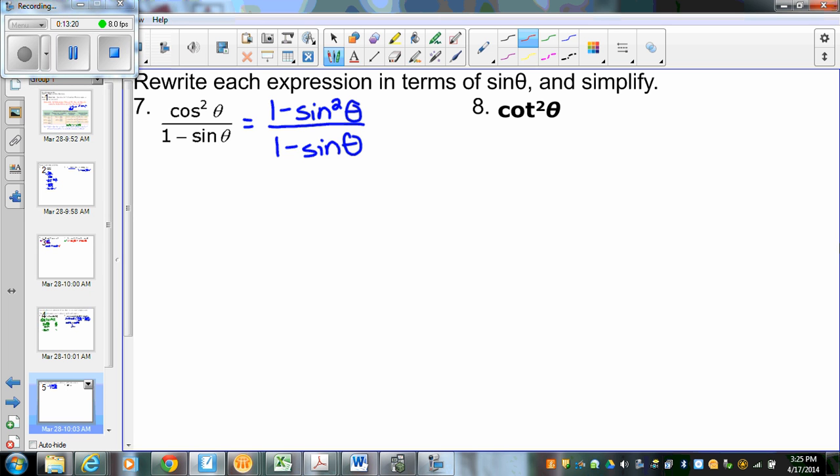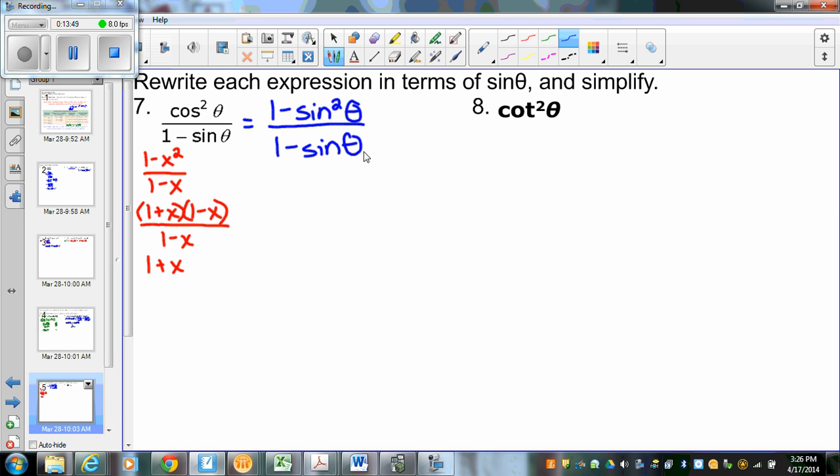This is actually requiring some factoring. So let's work over here. What if I'd had 1 minus x squared over 1 minus x? 1 minus x squared would factor to 1 plus x times 1 minus x, because it's a difference of two squares. Remember that? So then the 1 minus x's would cancel, and I would just have 1 plus x.